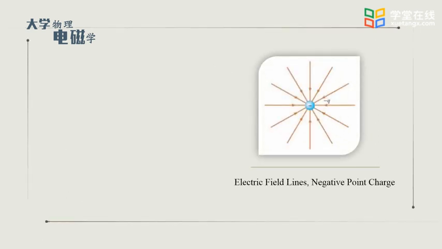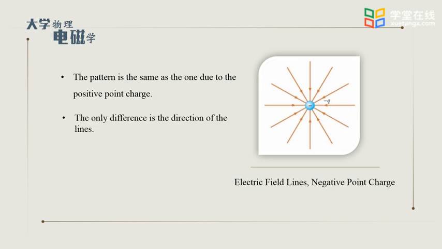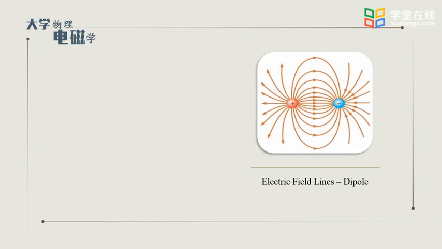This figure shows the electric field lines of the field due to a single negative point charge. The pattern is the same as the one due to the positive point charge. The only difference is the direction of the lines. The lines are directed toward the source charge because a positive charge placed in this field would be attracted by the negative source charge.